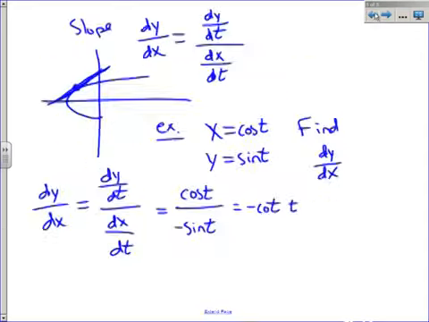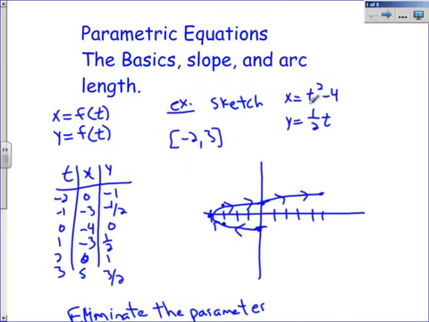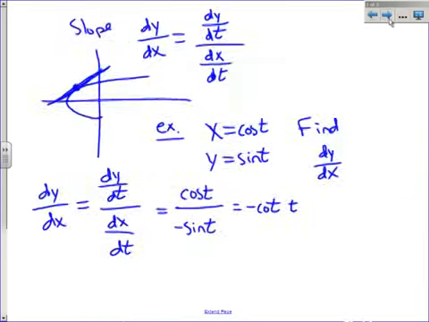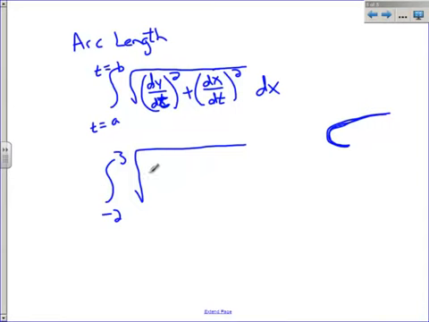Now let's go back and look at that. What was the x equation? The x equation was t squared minus 4. So dx/dt is 2t, so (dx/dt) squared is 4t squared. And dy/dt is 1/2, so (dy/dt) squared is 1/4. So let's take a look at how that would look in our formula. This would be the integral of the square root of 4t squared plus 1/4 dt. And we can plug that in our calculator and figure out how far that went.